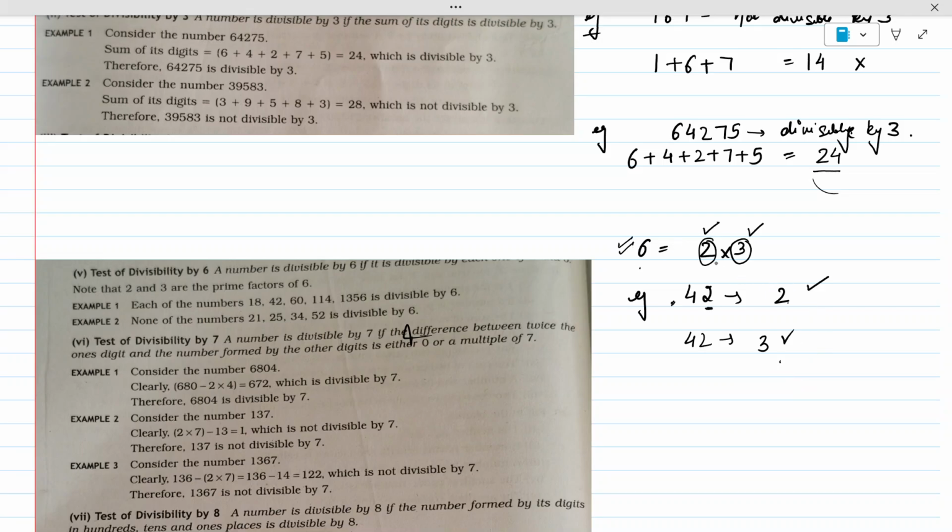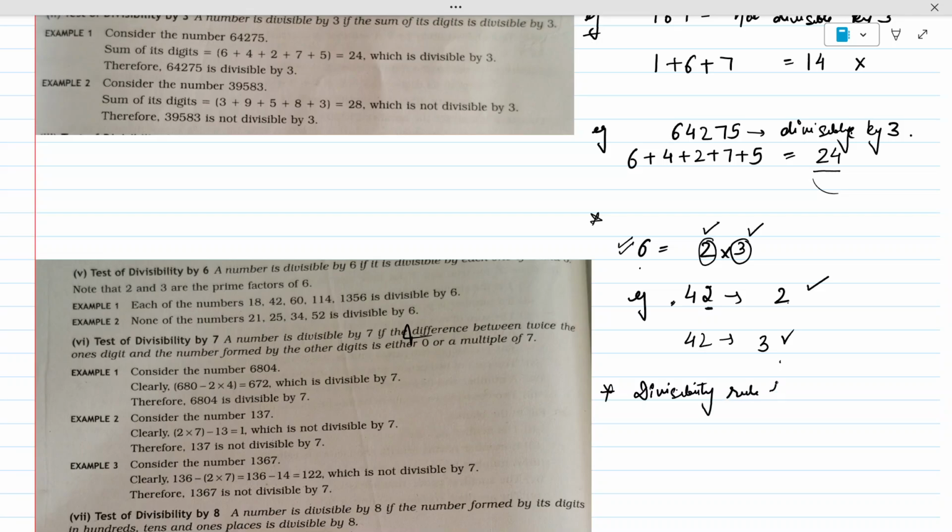Again, I'm telling the rule. The rule to check if a number is divisible by 6 or not is that the number should be divisible by both 2 and 3. If the number is divisible by both 2 and 3, that means the number is divisible by 6 also. Consider the scenario where the number is divisible by 2, but it is not divisible by 3. In that case, it will also not be divisible by 6. It has to be divisible by both of them. So this is the rule for 6. Now coming to the divisibility rule for 7.